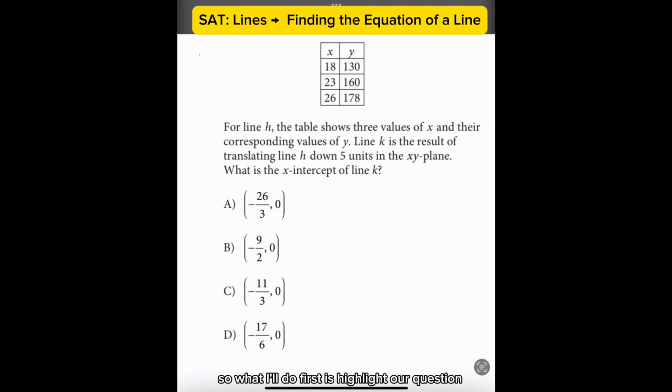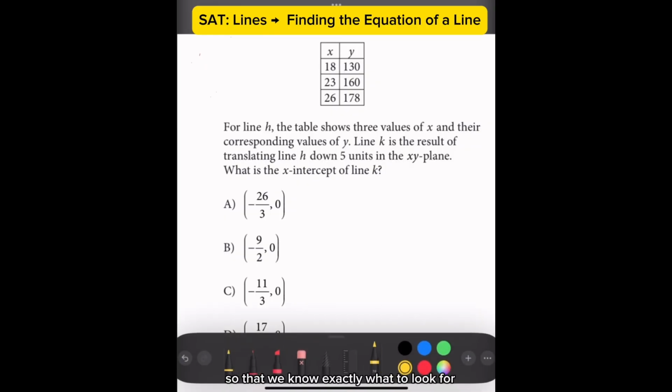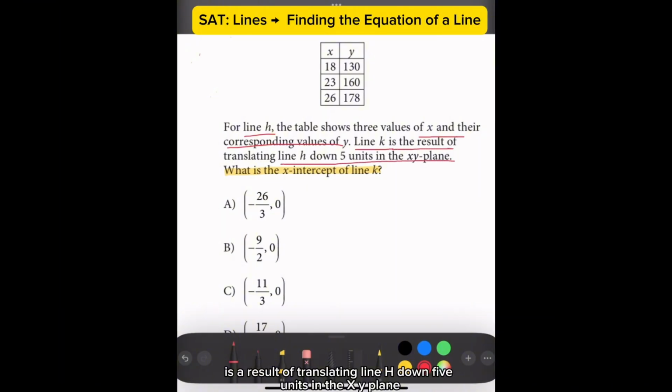So what I'll do first is highlight our question so that we know exactly what to look for. What is the x-intercept of line K? Then I'm going to go back into our question and underline what we know. So we have our table here, that is for line H, by the way. It shows 3 values of x and the corresponding values of y. Line K, that's the new line, is a result of translating line H down 5 units in the xy plane.